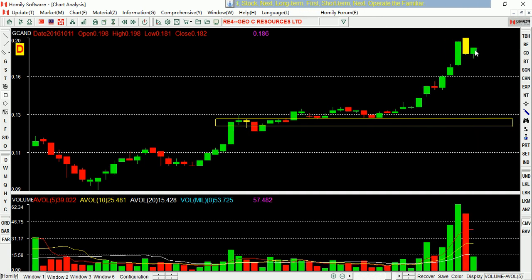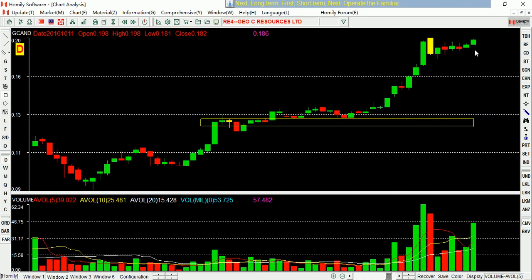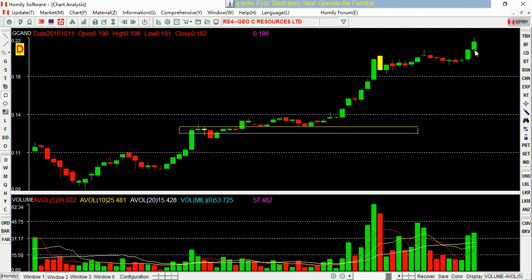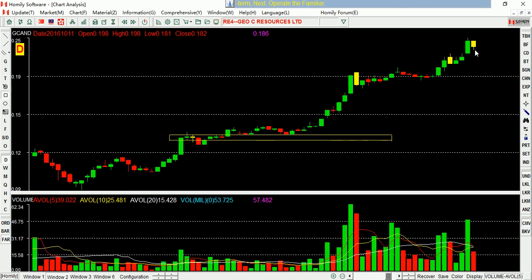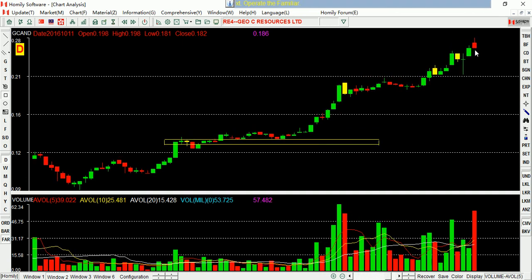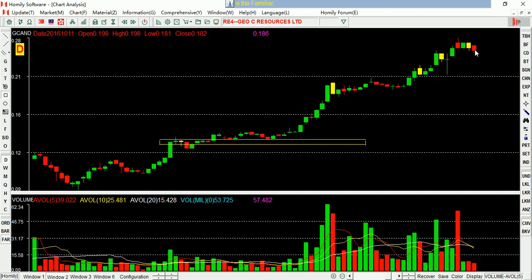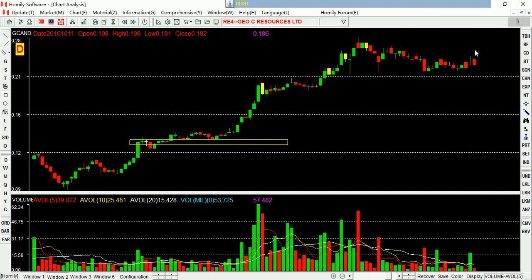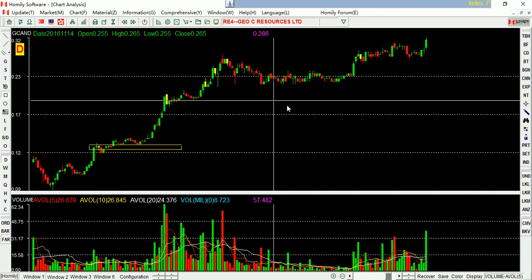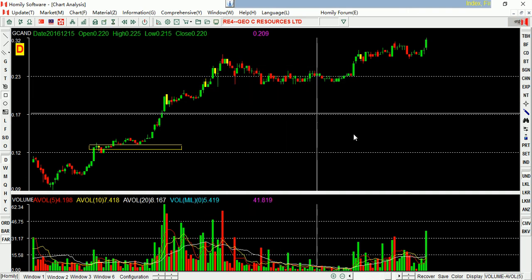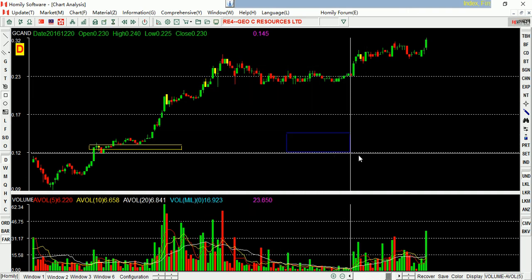Sell or not? No, still can wait and see. Sell or not? No. How about here? Sell or not? Still can keep. Sell or not? Sell. Okay, then the price goes sideways. So you can avoid this short-term risk. Okay, so we can see here.